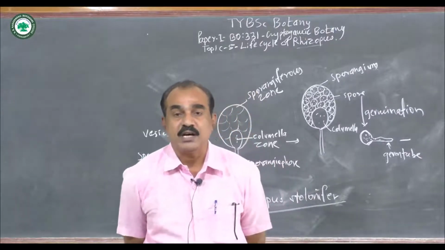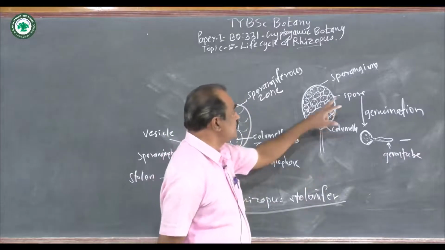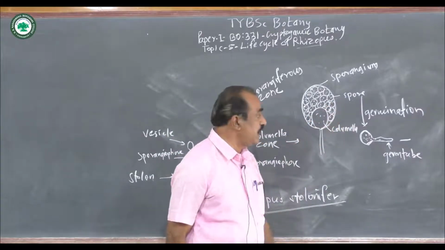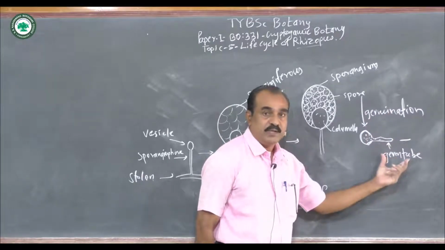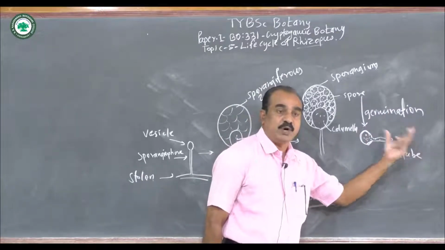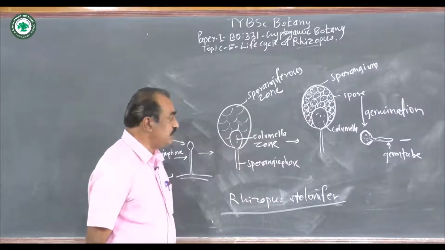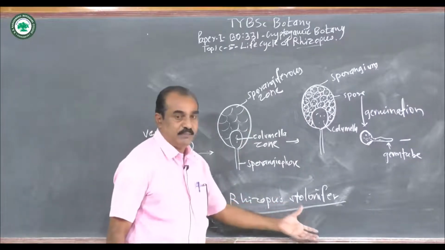And when conditions are favorable, all of these asexual spores germinate into a new mycelium by developing a germ tube. So in this way a new mycelium is formed. For example, this takes place in Rhizopus stolonifer.